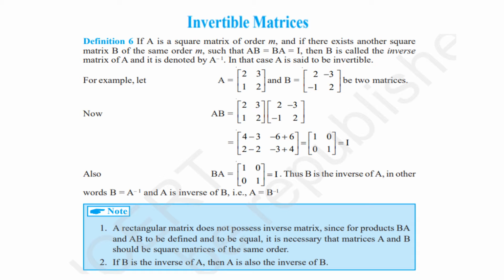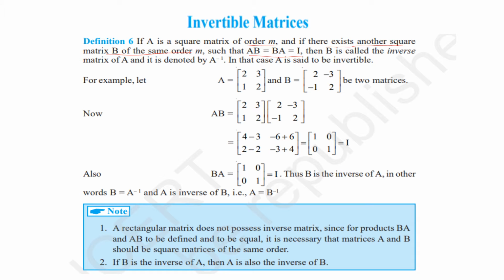Invertible matrices. If A is a square matrix of order m and there exists another square matrix B of the same order m such that AB is equal to BA is equal to I, right? So if a square matrix of order m is there and another square matrix of the same order is there, which we are taking as B, right?